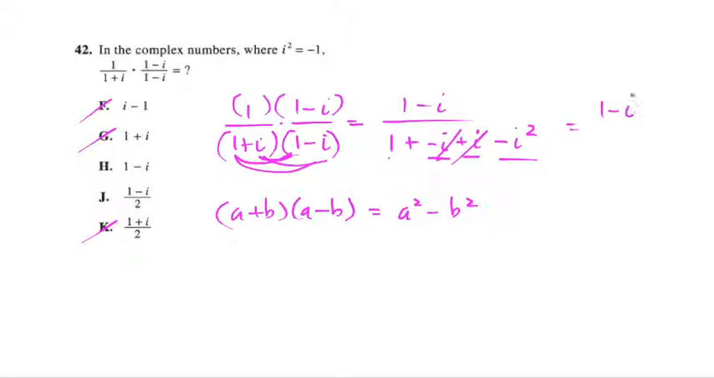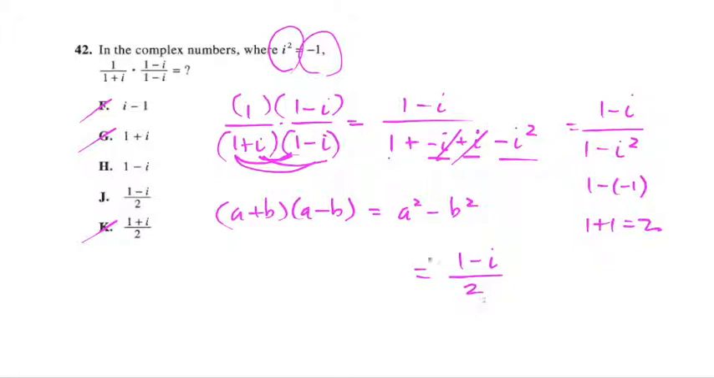So this is 1 minus i over 1 minus i squared. But they tell us that i squared is -1. So this is really 1 minus -1. 1 minus -1 is 1 plus 1, which is 2. Thus, 1 minus i over 2 is our answer. The answer is J.